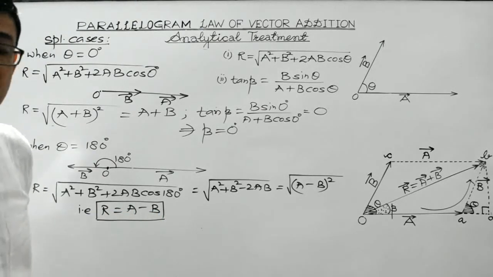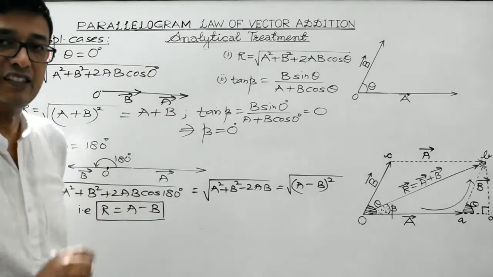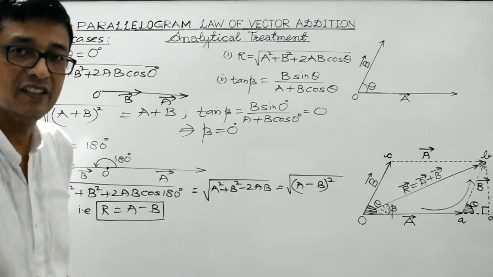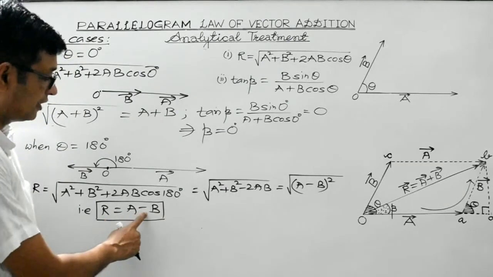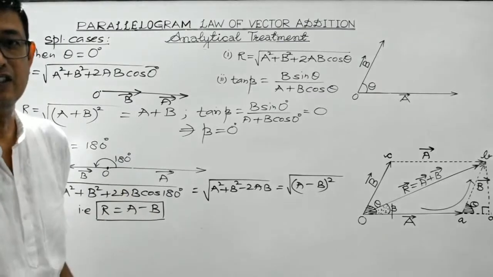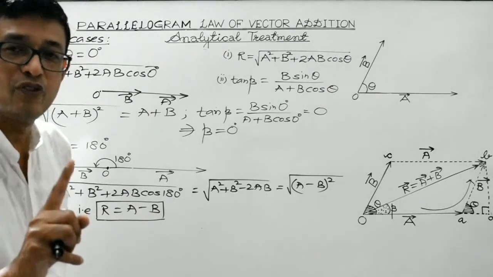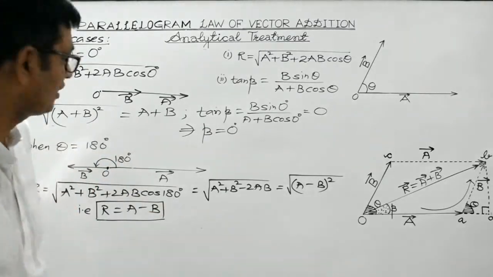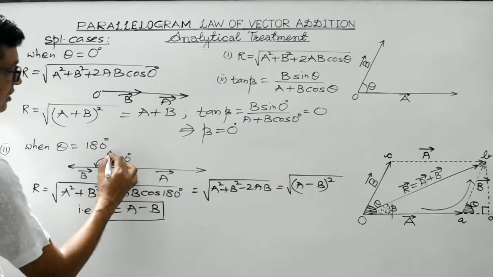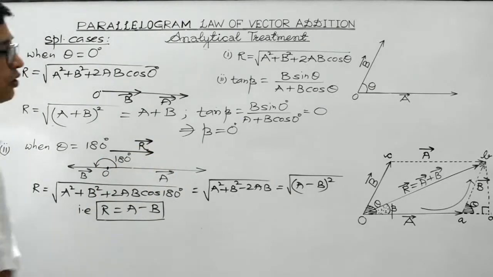So what I mean to say is that whenever the two vectors are oppositely directed, the angle between them is 180 degree. Then the magnitude of the resultant is given by the difference in the magnitude of the two given vectors. And what about the direction? The direction of the resultant will be along the direction of the dominating, that is the larger vector, isn't it? Here A is greater, so resultant will be along this direction. Clear students? You can substitute the value.